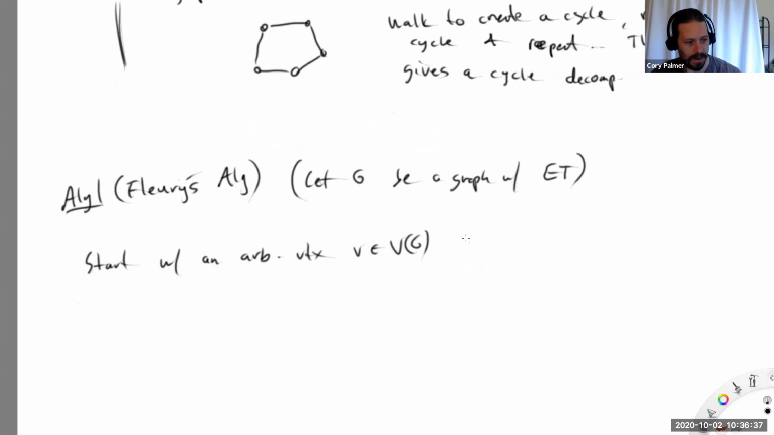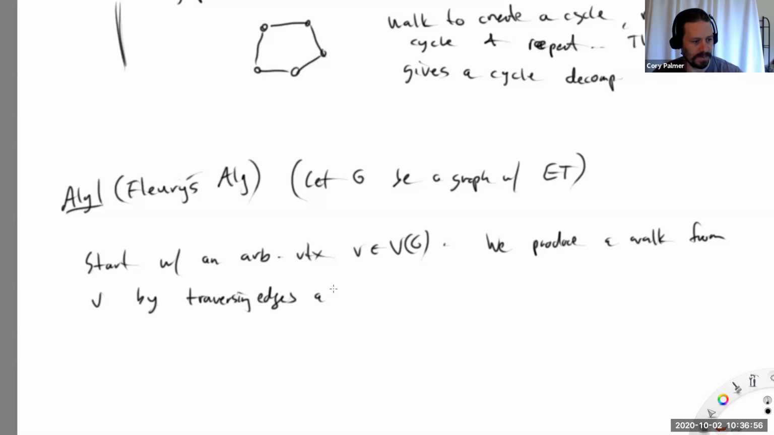and we just start walking. And what are we going to do? So we produce a walk from V, just by traversing edges, almost arbitrarily. We just have to keep one thing. So what I'm going to do is each time I walk across an edge, I'm going to delete that edge from the graph because I never want to walk along it again. So I don't ever want it to be available to me. So after traversing an edge, remove it.